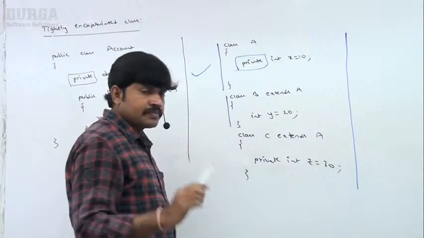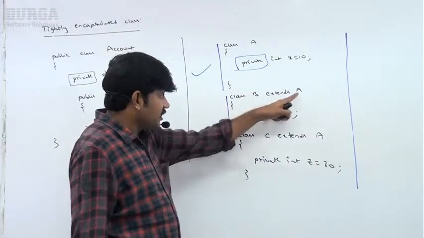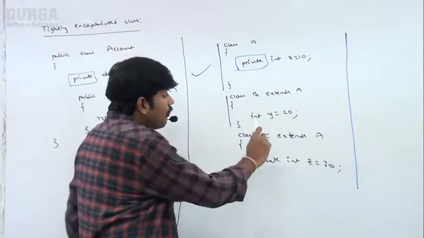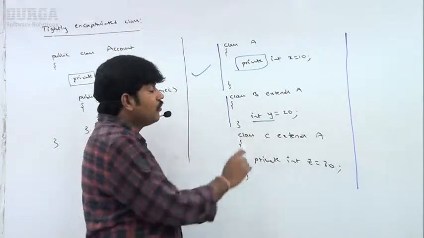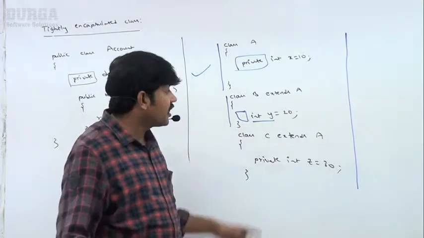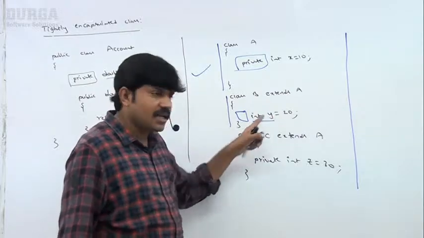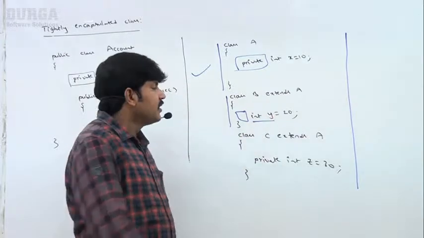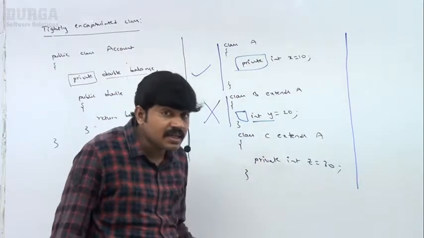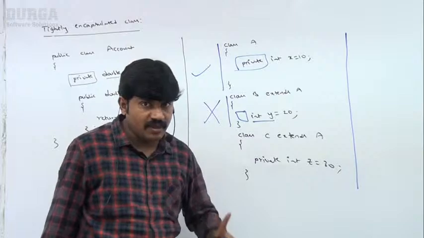Class B is not tightly encapsulated, because class B extends A. Of course, from A, every data member is private. But here int y is there, which is not private. An outside person can access this data directly within the same package. That's why it is not tightly encapsulated, because it doesn't contain every variable as private. There are some non-private variables there.